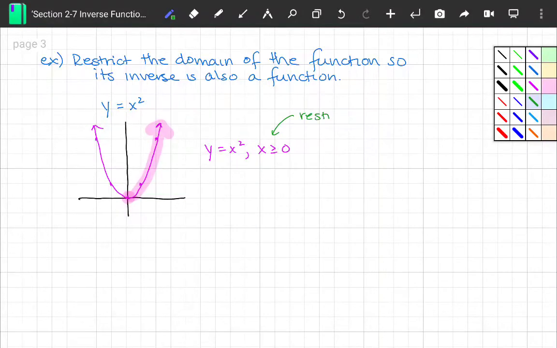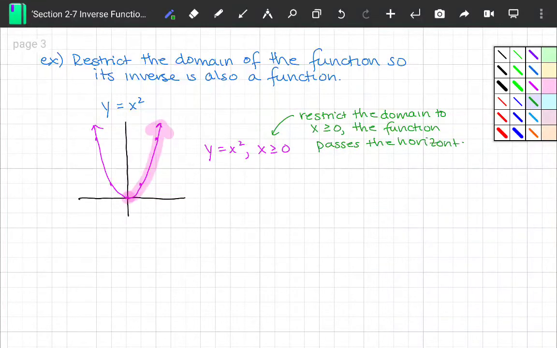If we restrict the domain to x is greater than or equal to 0, the function passes the horizontal line test. So its inverse is a function.